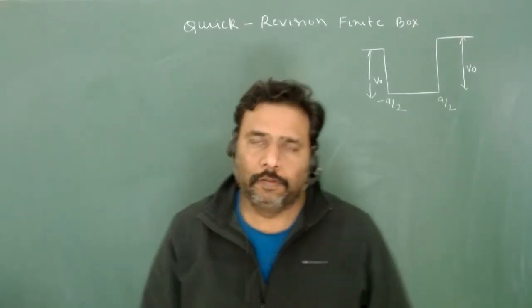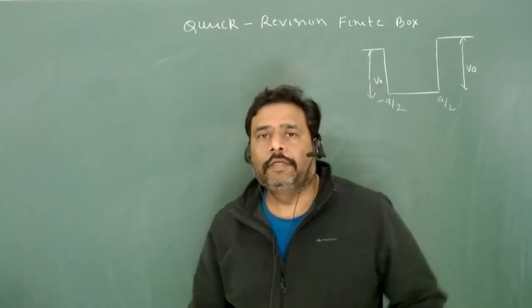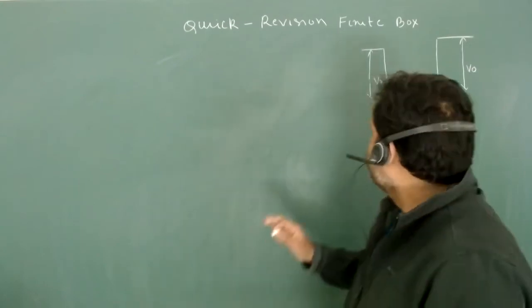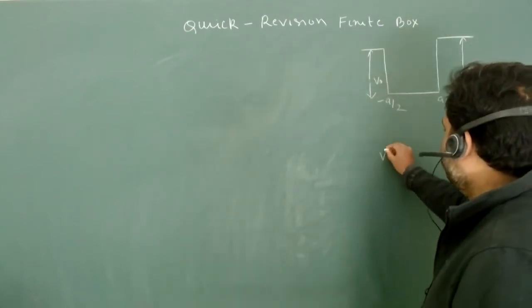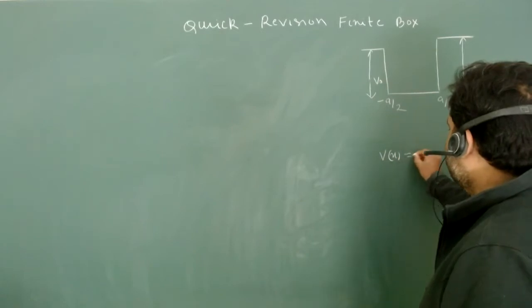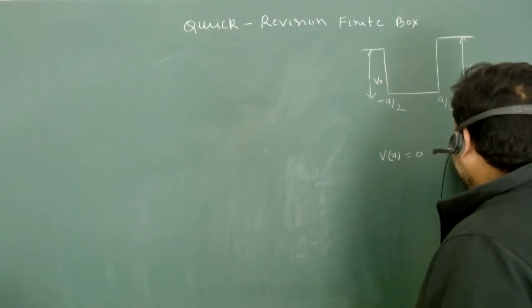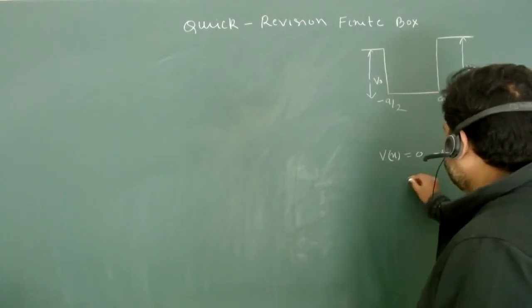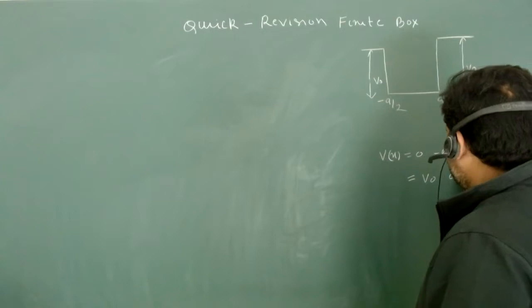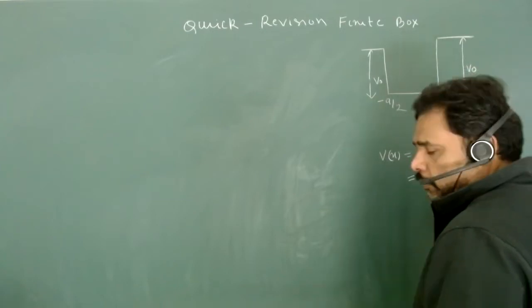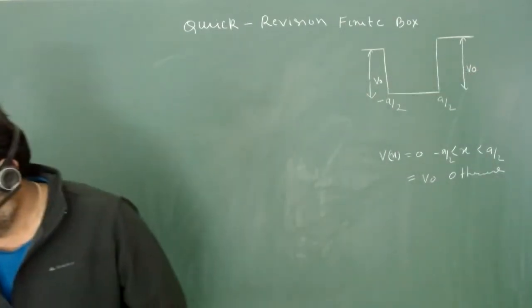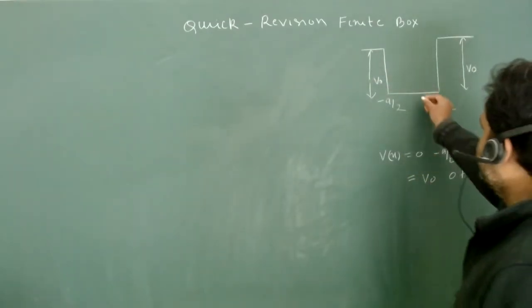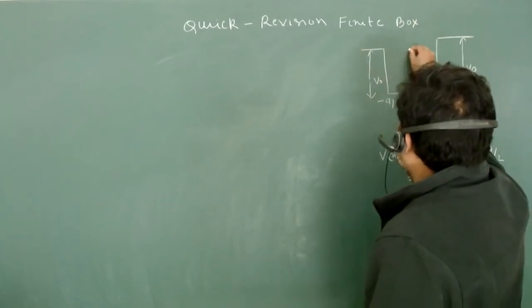Hello students. So let's go for a quick revision of the finite potential in quantum mechanics. This potential is given by V(x) equal to 0 for x between minus a/2 to plus a/2, and V0 otherwise. So this is my potential, and it is symmetric about x equal to 0.